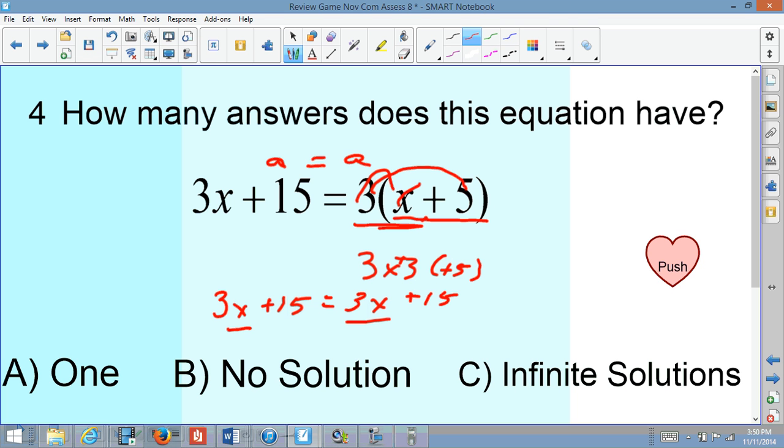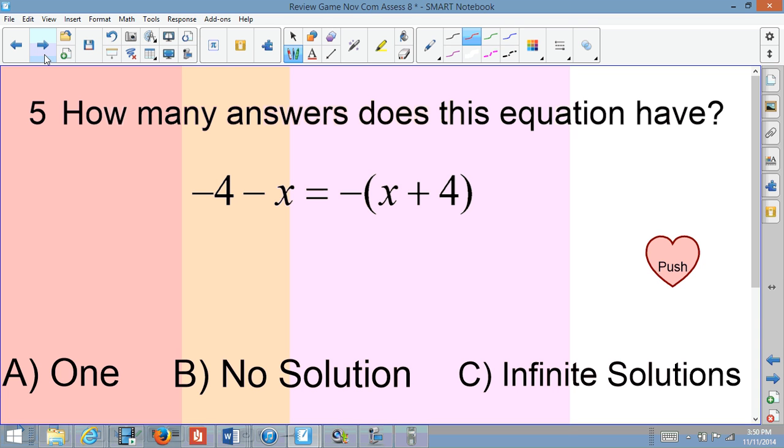So there are infinitely many solutions to this, because I can use x equal 1, 2, 3, 4. Any value of x I can use. So there are an infinite amount of values. So my answer is going to be C. That's because they're the same thing. So when A is equal to A, on both sides equal, A being any number, you can use any number you want, and there are an infinite amount of numbers.